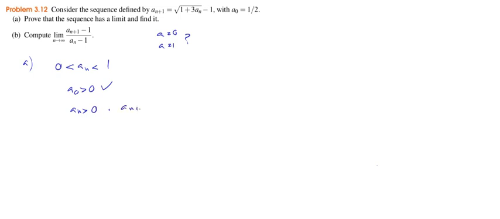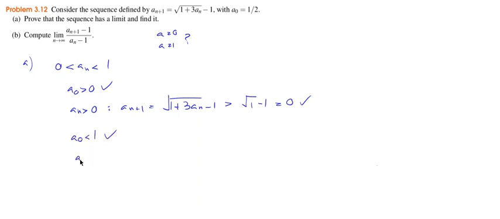Now what happens with a sub n plus 1? Well, this is the square root of 1 plus 3 times a sub n, minus 1. Assume a sub n is greater than 0, then this is greater than the square root of 1 minus 1, which is 1 minus 1 equals 0. So a sub n plus 1 is greater than 0. Proven.